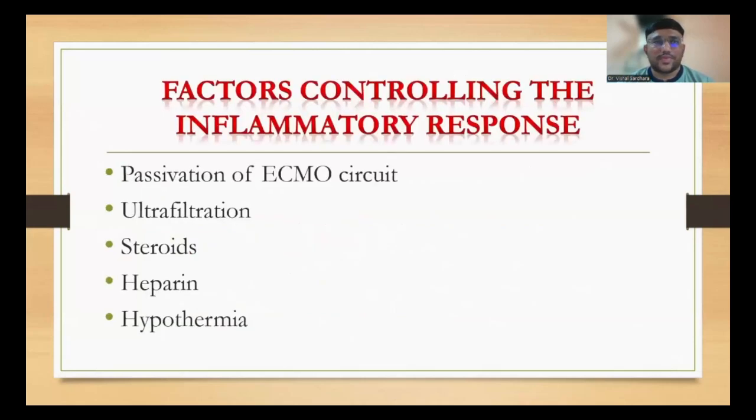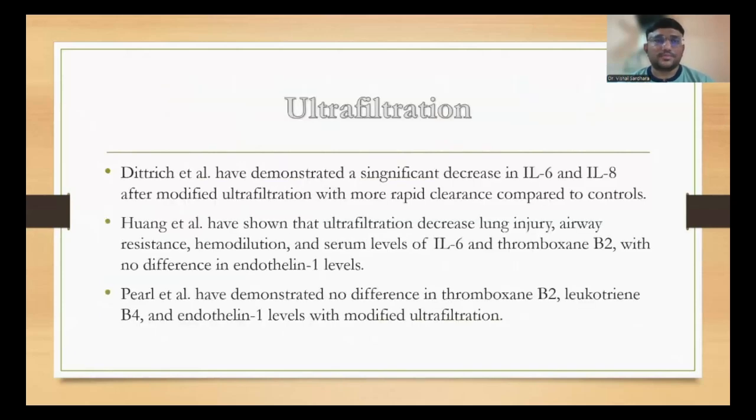other cytokines. So factors controlling the inflammatory response are the passivation of the ECMO circuit, as we discussed earlier. Then we can use ultrafiltration to control the inflammatory response, like hemoperfusion. Then steroids, we can use steroids, and heparin, again, it is going to help us to reduce the SIRS reaction, and we can also induce hypothermia.